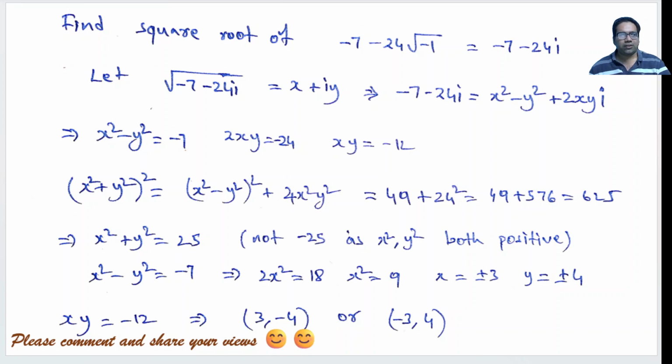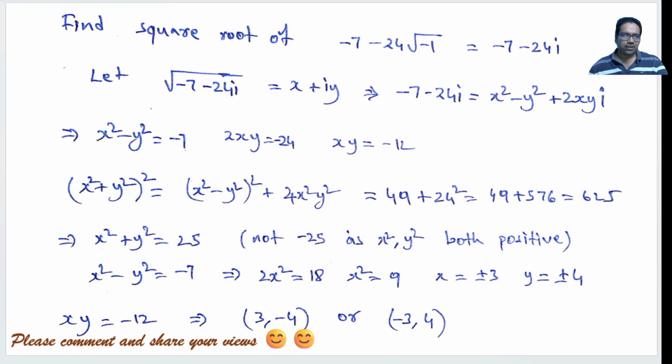How can we calculate x square plus y square? Now we have x square minus y square and 2xy. (x square plus y square) whole square is (x square minus y square) whole square plus 4x square y square, because (a + b) whole square is (a - b) whole square plus 4ab, where here a is x square and b is y square.